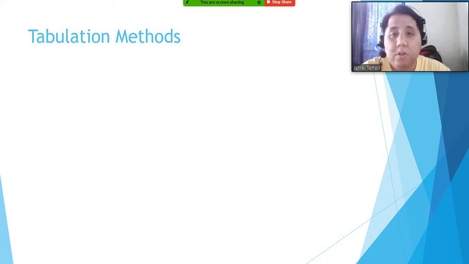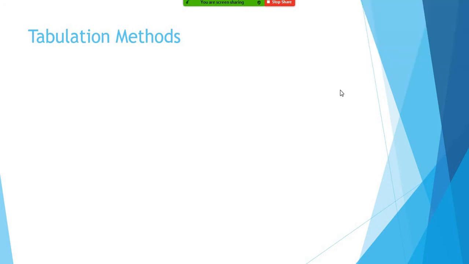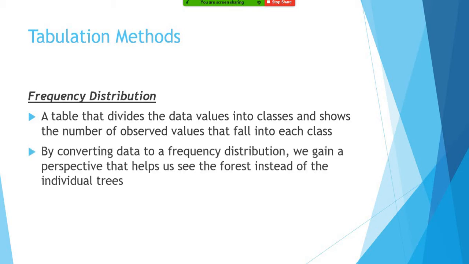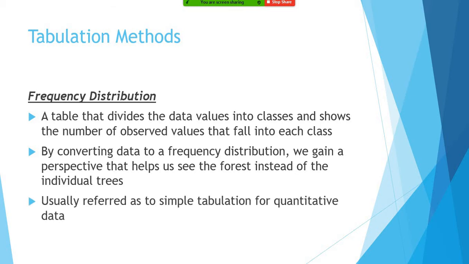In this video, we'll look into frequency distribution. Frequency distribution is a table that divides the data values into classes and shows the number of observed values that fall into each class. By converting data to a frequency distribution, we gain a perspective that helps us see the forest instead of the individual trees, usually referred to as simple tabulation for quantitative data.